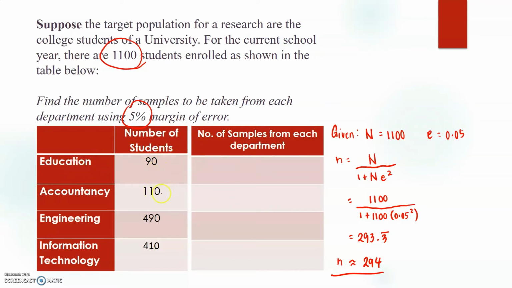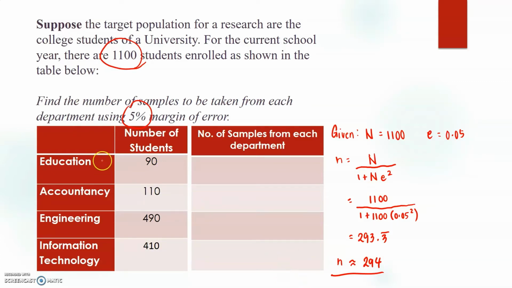Now, we have here the number of students for each department, and our task is to find the number of samples from each department. And we know that we should get a total of 294 as the total number of samples when we add the number of samples that we get from each department. So how are we going to do that? By a simple application of percentage, we'll get what we are asked for.